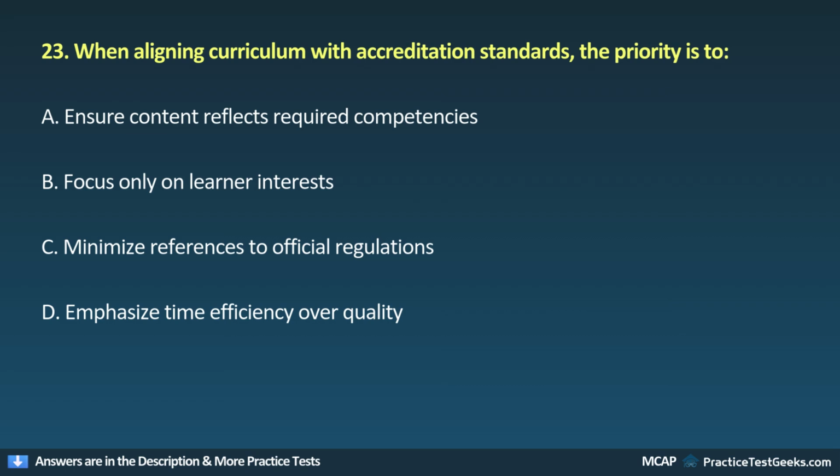23. When aligning curriculum with accreditation standards, the priority is to A. Ensure content reflects required competencies. B. Focus only on learner interests. C. Minimize references to official regulations. D. Emphasize time efficiency over quality.